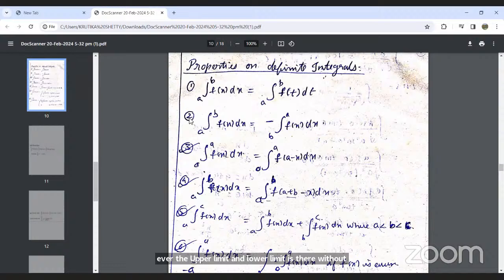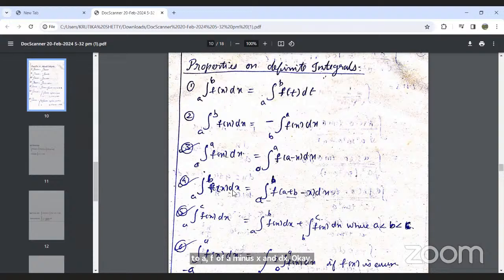we can change the variable. Next, the second property: integral from a to b of f of x dx is equal to minus the integral from b to a of f of x dx. Okay, so when we interchange the limits, the value of the integral will change its sign. Next, the third one: integral from 0 to a of f of x dx is equal to integral from 0 to a of f of a minus x dx. This is the third property.